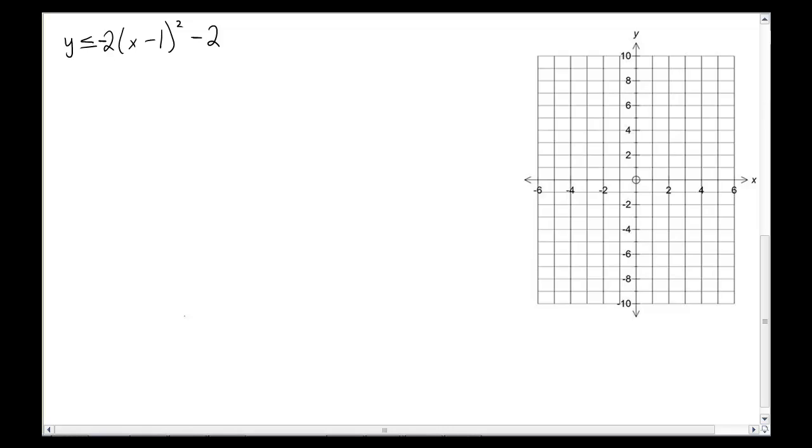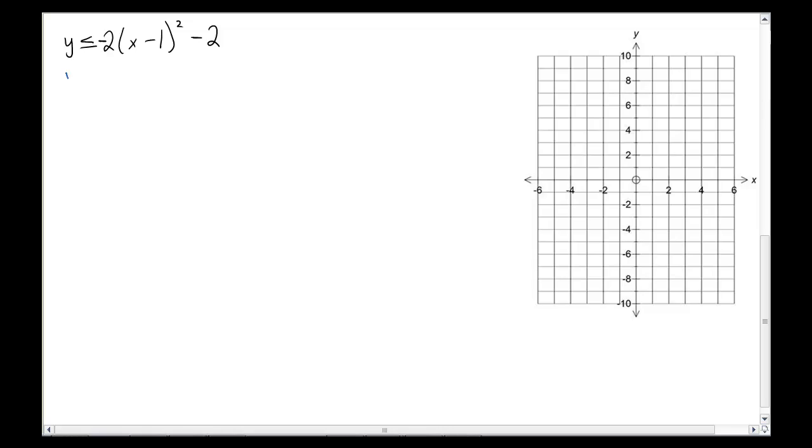Now remember, what we're going to do is graph the equation. Assume for a minute that it's an equal sign and graph it. Then we're going to decide whether it's solid or dashed based off of the inequality. Then we're going to test a point and shade it. Exactly the same as what we did in the last video and what we did with the linears for that matter. All right, so here we go.